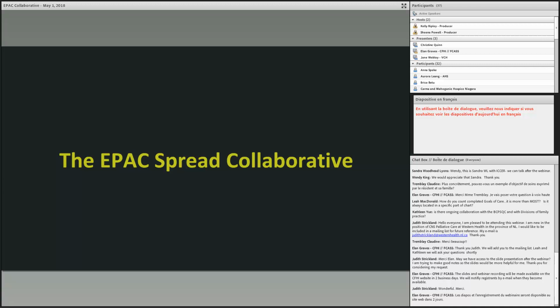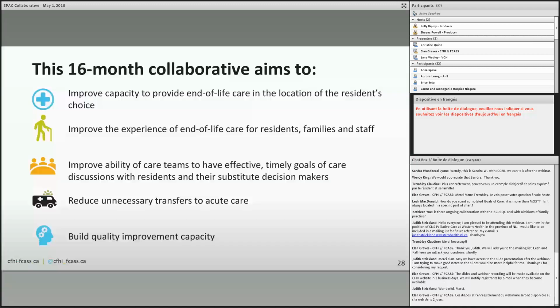So I will just move forward a little bit now to Lan speaking, just to talk to you a little bit about the collaborative itself. So EPAC is a 16-month collaborative, which will kick off at a launch workshop in June of this year, and it will end in October of next year.